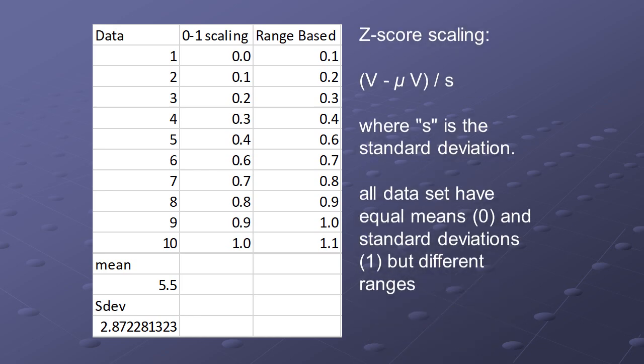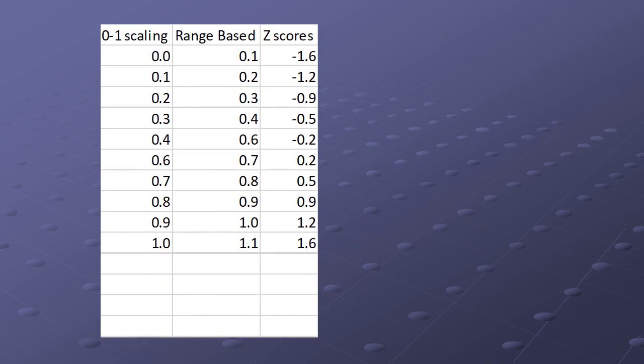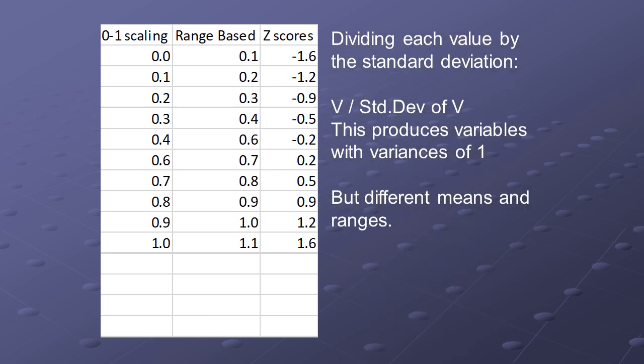Z-scores, a value minus the average value divided by the standard deviation. Gives your answer in terms of how many standard deviations you are away from the mean. And you'll get numbers like this. In this example, you see that your lowest score is negative 1.6 standard deviations away from the mean. Your highest one is positive 1.6. Again, could create problems in some data formats to deal with these negatives and decimals. You can also take a value and simply divide by the standard deviation.